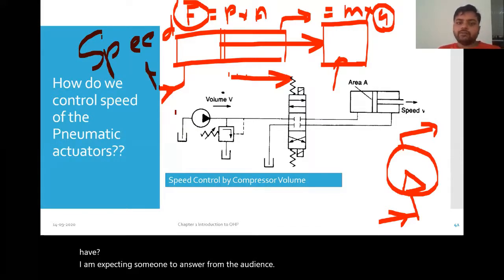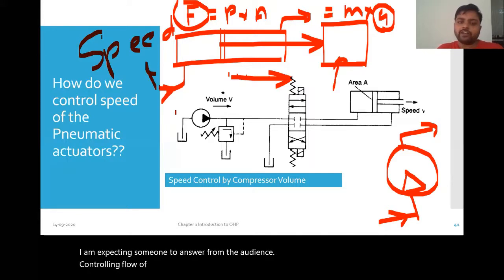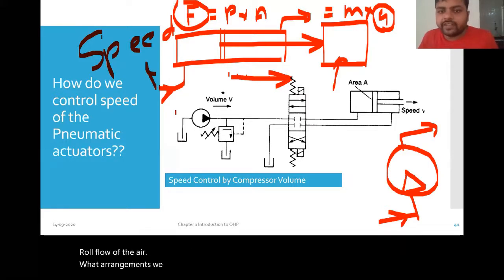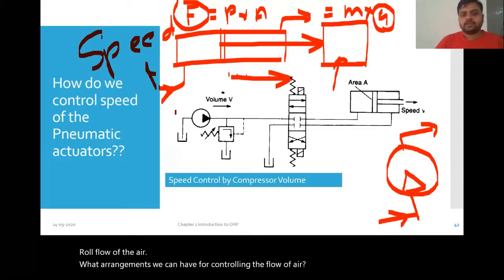Yeah, by controlling the flow of the air. And how are we controlling the flow of air, Hardik? How can we control the flow of the air? What arrangement can we have for controlling the flow of air? Tahir, anyone else?